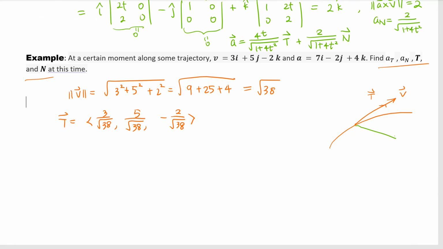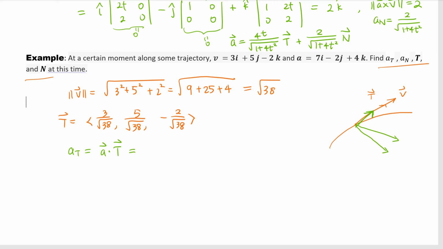This is the a, and then we can find two components, the tangential component and the normal component. Okay, how can we find the tangential component? Well, here we know a and we know t, then we can find the tangential component. So a sub t, the tangential component, equals a dot t.